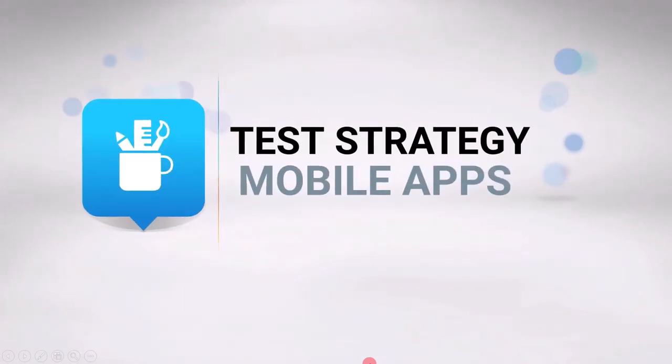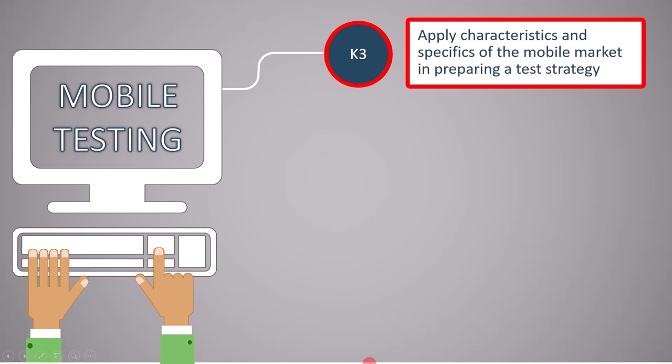In this lecture, we will cover test strategy for mobile apps. Here, the learning objective is to apply characteristics and specifics of mobile marketing in preparing a test strategy. This topic is marked as K3. That means you will get an application-based question here.